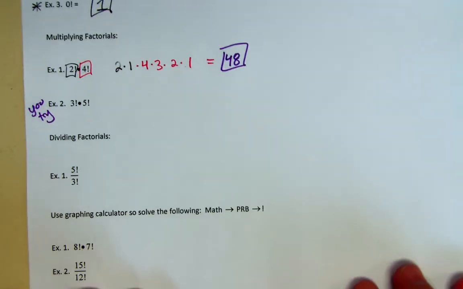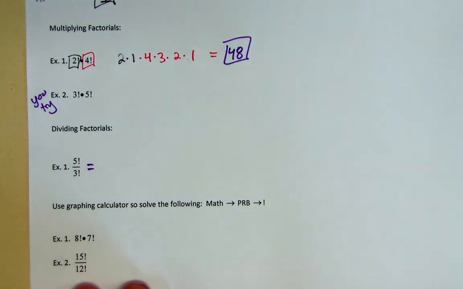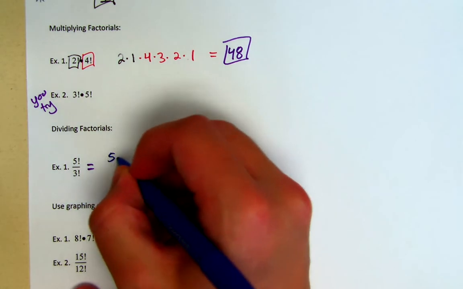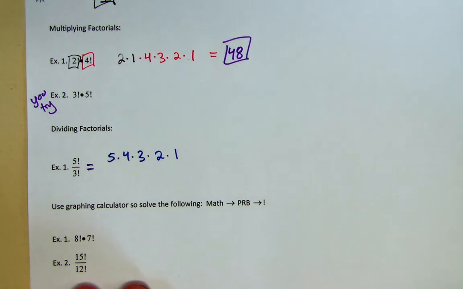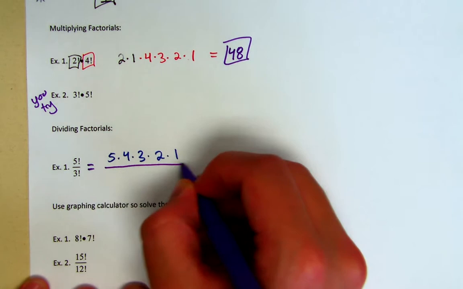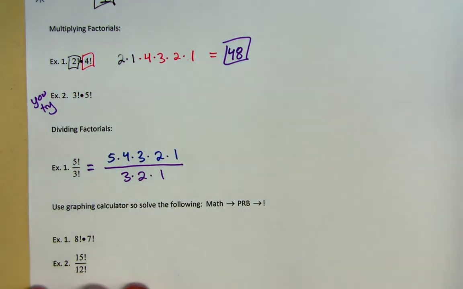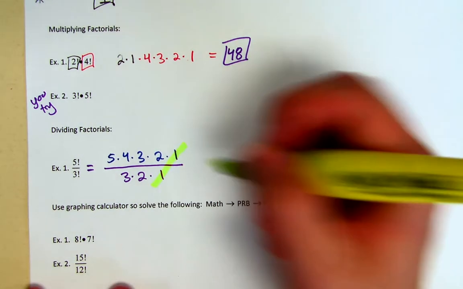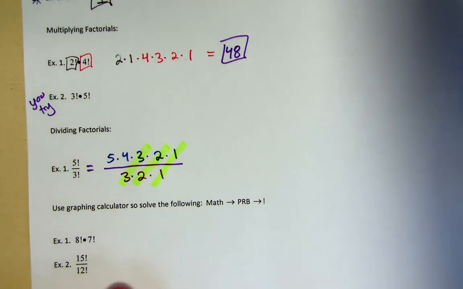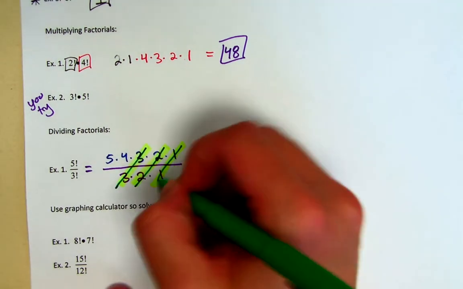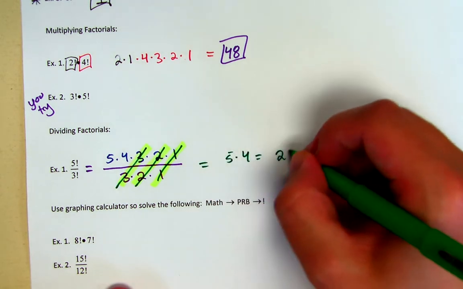And let's move on to dividing. Well, dividing, again, just expand. So expand your factorials first. The top is 5 times 4 times 3 times 2 times 1. Well, what about the bottom? 3 times 2 times 1. Well, what do you notice here? You have some in common. The 1s, the 2s, and the 3s. So what can you do with them? You can get rid of them. They're going to divide out anyway. So 5 times 4, which is just 20.